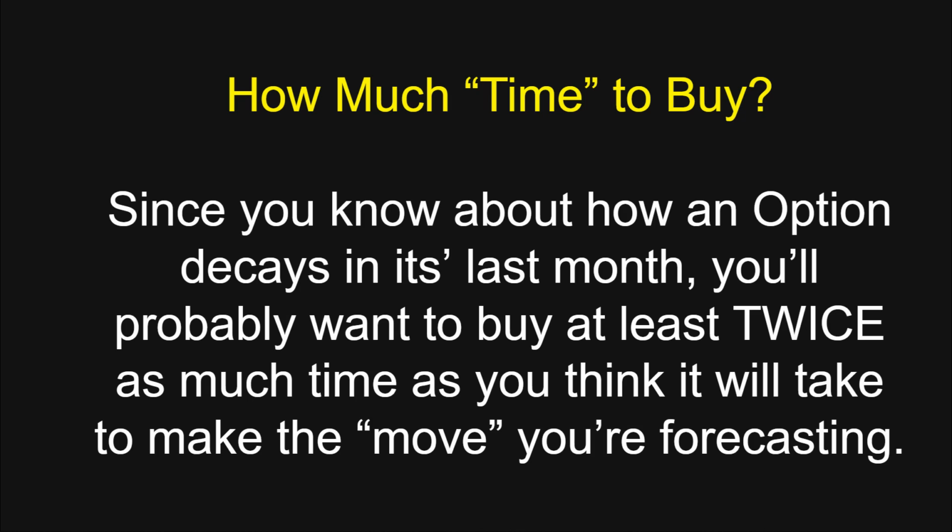Since you know about how an option decays in its last month, remember that graph where things were really slow in terms of the option's decay, and then as we got closer and closer, boom, it decayed down to nothing in literally no time at all. So it accelerates into expiration. You'll probably want to buy at least twice as much time as you think that it will take. In other words, if you think that the move is going to happen sometime in the next 2 weeks, then buy at least a month of time value for that option. If you think that maybe sometime in the next month you'll get the move, then at least 2 months of time value is required.